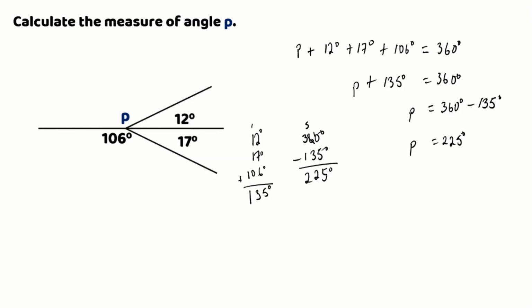Okay guys, so there you have it. It's just that easy to calculate your angles at a point or around a point, whichever you decide to call them. All you have to do is sum up all the angles that you were given, subtract their total from 360 degrees, and the remaining angles, or the difference, is the measure of your unknown angle.